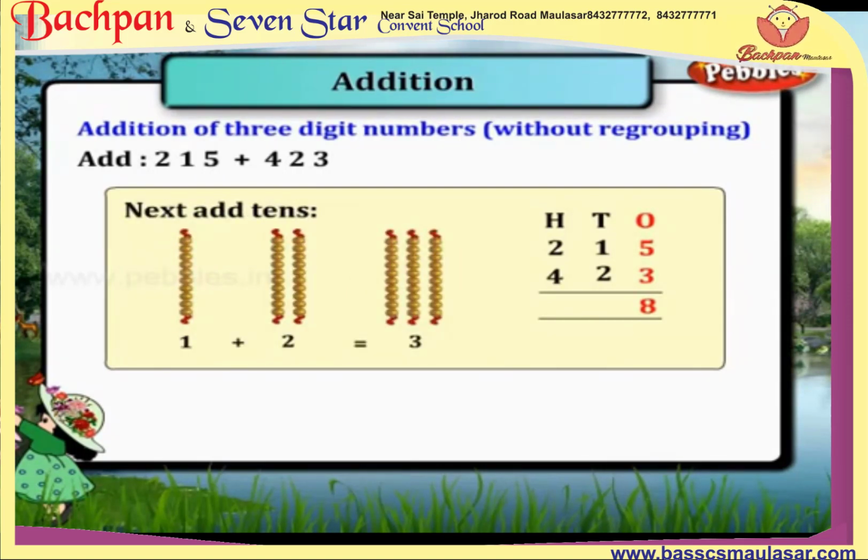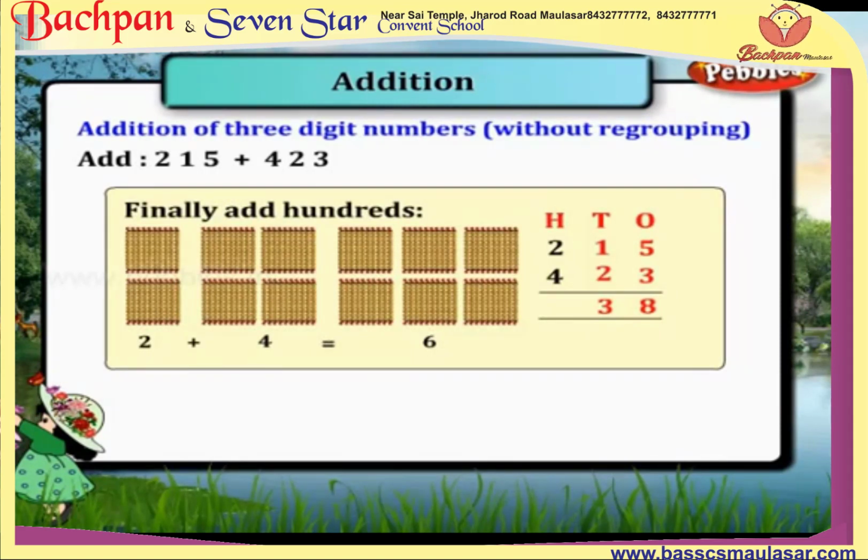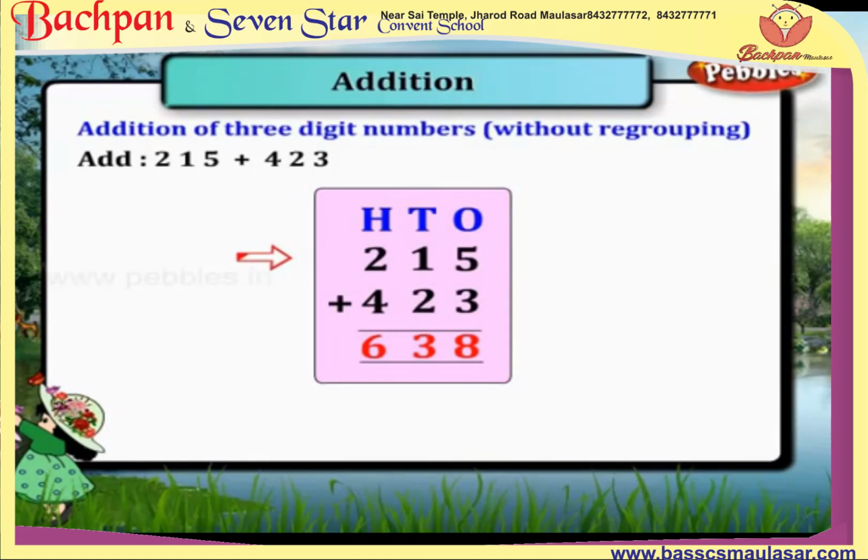Now let us add the numbers in the tens column. 1 tens plus 2 tens equal to 3. Write 3 in the tens column. Then let us add the numbers in the hundreds column. 2 hundreds plus 4 hundreds is equal to 6. Write 6 in the hundreds column. So 215 plus 423 is equal to 638.